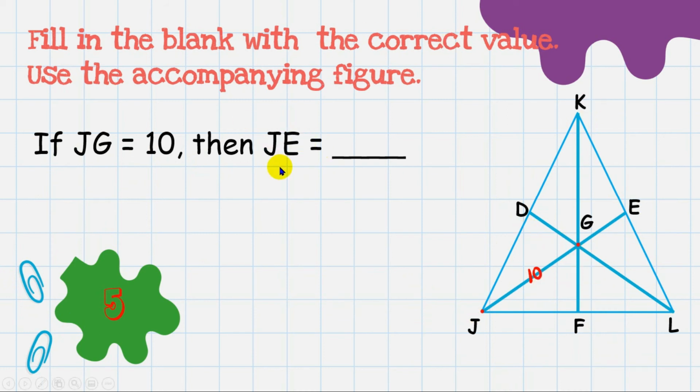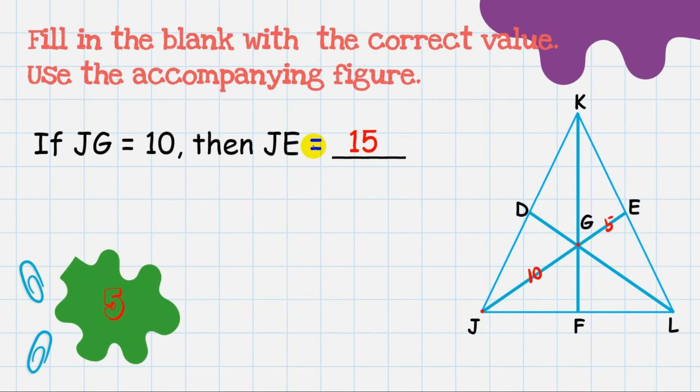So, ang tinatanong ay ang line segment JE, which is yung buong median. So, paano natin mahanap ang measurement ng buong median? We can look first for the value of GE and then add it with 10. So, ano ba magiging measurement ng line segment GE? Divide natin ito by 2. So, this is 5. And 10 plus 5 is 15.